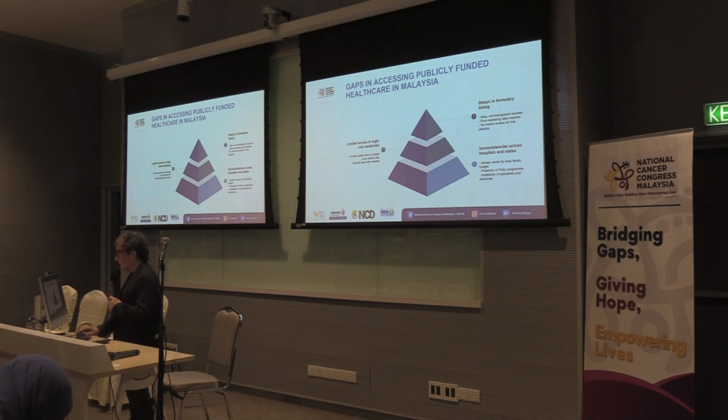The third gap is inconsistencies across hospitals and states. In Malaysia, some hospitals can provide certain medicine, some hospitals don't, even if they are all in the public sector. The reason is that different hospitals have different budgets. Some budgets are more flexible, and therefore if you go to them, you'll be able to get the latest, most innovative methods. If some hospitals' budgets run out fast, then they will either say no to you or refer you somewhere else.